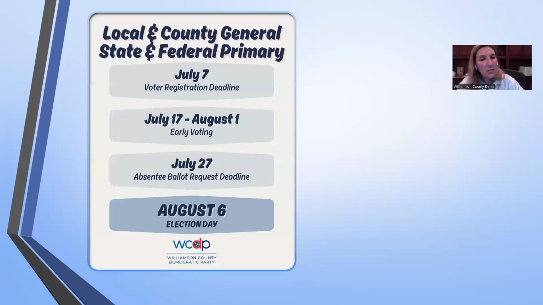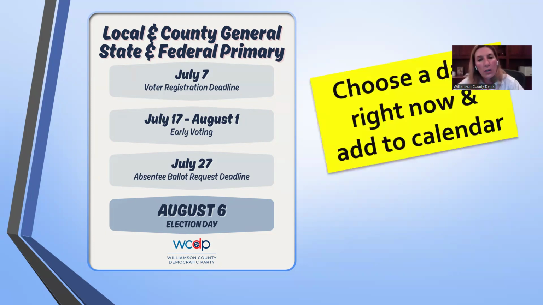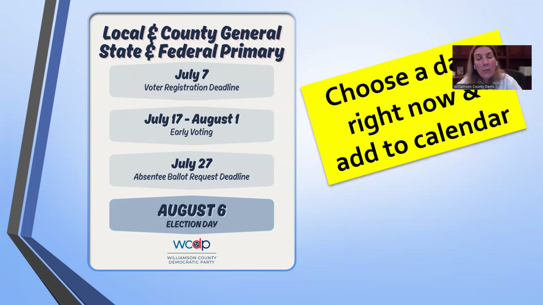So again, these are the dates. Early voting starts on the 17th. Please, please, please, the earlier you vote, the better, because our candidates will be actively canvassing, phone banking, and reaching out to voters up until Election Day. So please vote early so they can cross you off their list and they know that they have your support and your vote.